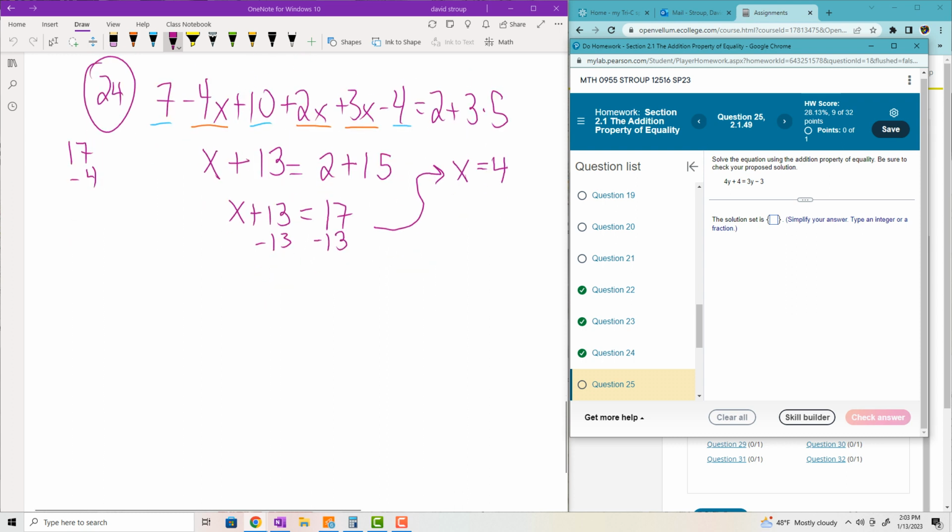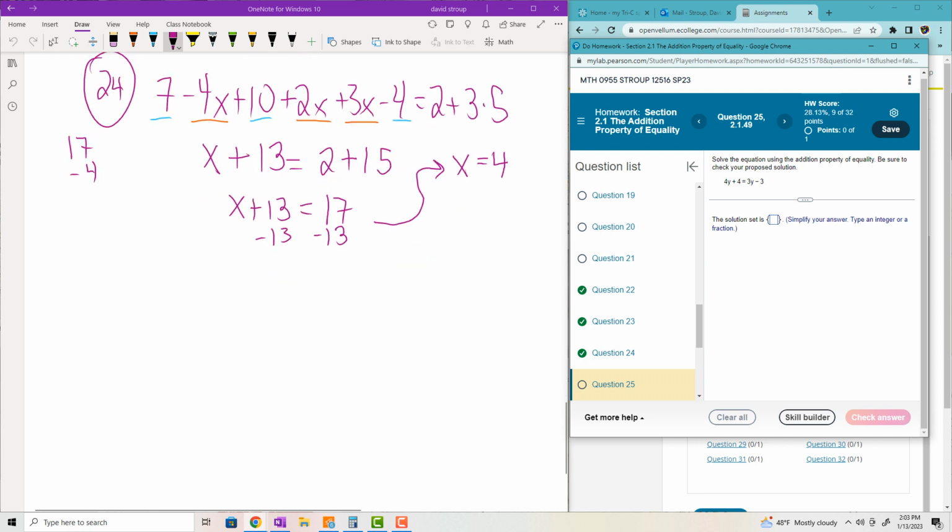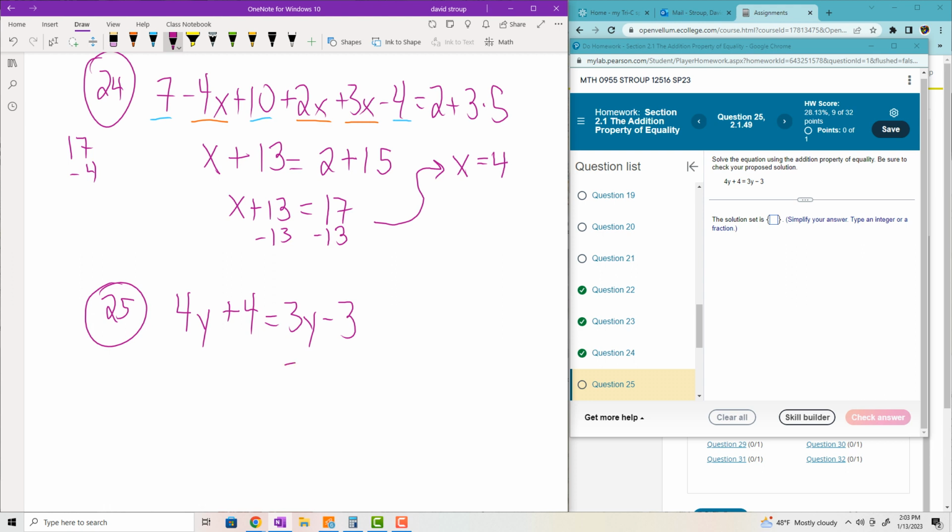This 25, you have variables on both sides. And the idea is to get all the variables onto one side and then isolate the variable. Okay, so here we go. So first what I'm going to do is move the 3y to the left side. Okay. So I got 4y minus 3y is 1y. Again, we just write y plus 4. And then on the right side I have negative 3.